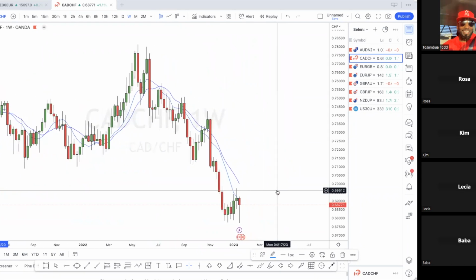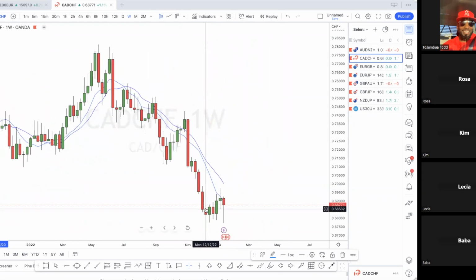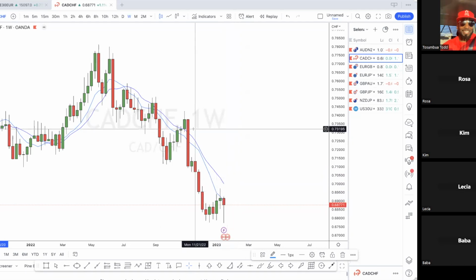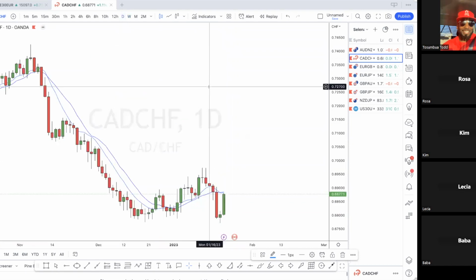We had a few weeks of bullish order blocks, pulled back, closed above. So I'm almost biased for a buy on this one, but it's still.